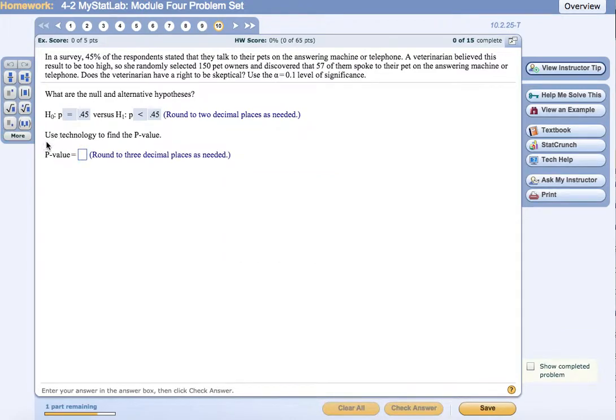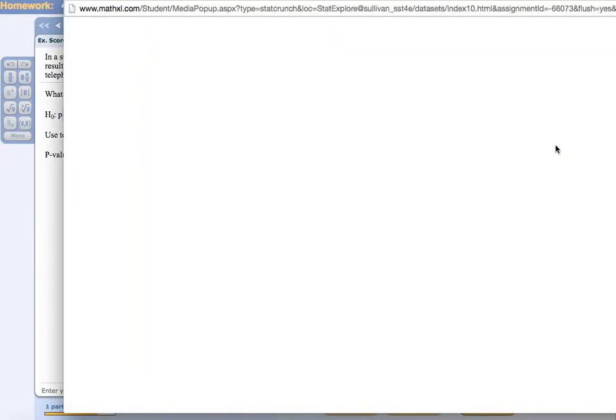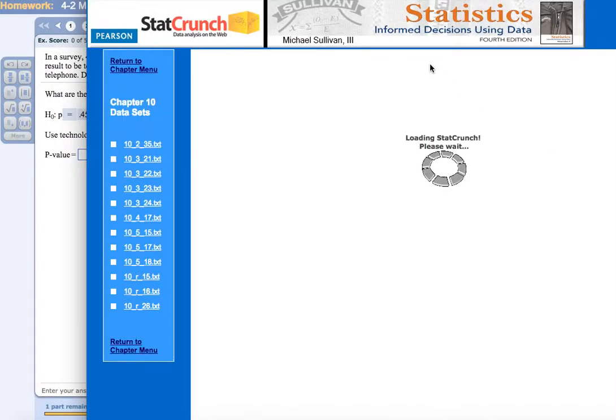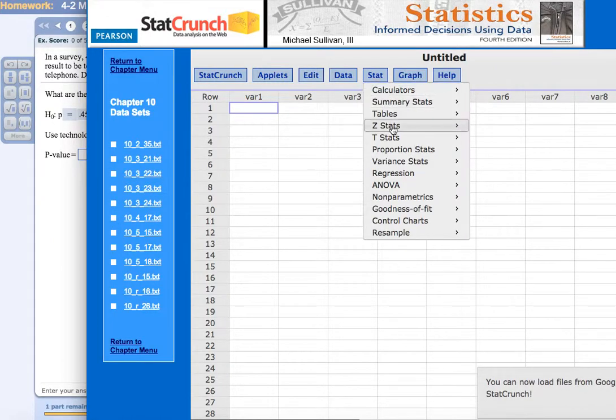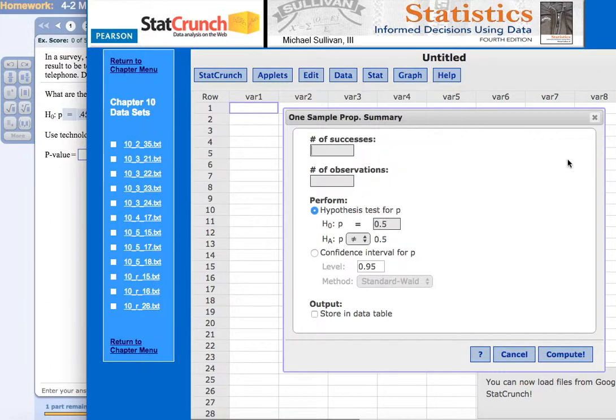And then it says to use technology to find the p-value. So we can open up StatCrunch, and once it loads, go into Stat, and then Proportion Stats, one sample with the summary data. And then we know the null is equal to 0.45, and the alternative is less than 0.45.